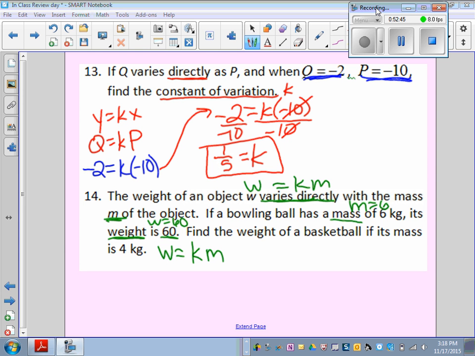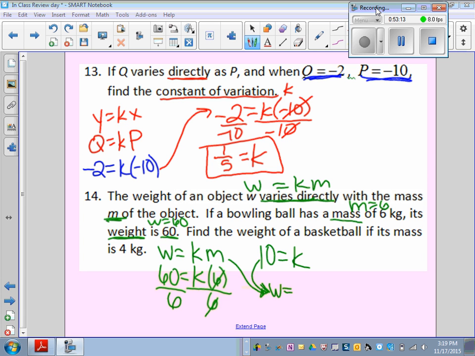Right, so we need to first put in those values and find K. W is 60, K we don't know, M is 6. Divide by 6. So it reduces, and we have 10 equals K. Okay, so now it says find the weight of a basketball if its mass is 4 kilograms. So let's write my equation using this information. Weight equals K times M. Well, I know my K is 10.